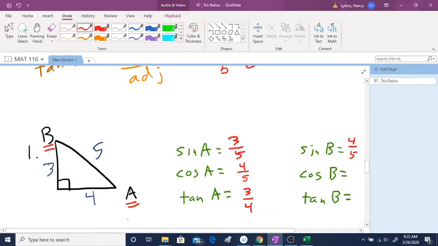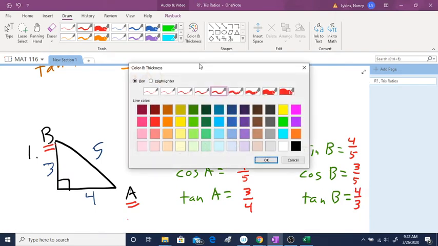Cosine of B now is the side touching B that's not the hypotenuse. So in this case, it's 3, so 3 over 5. And finally, the tangent of B is the opposite 4 over the adjacent, which is 3. So that gives me 4 over 3.